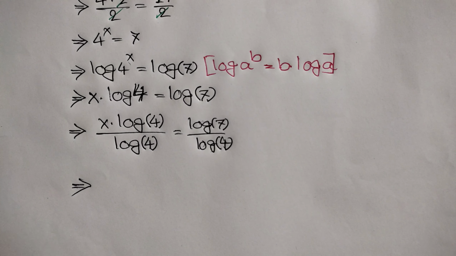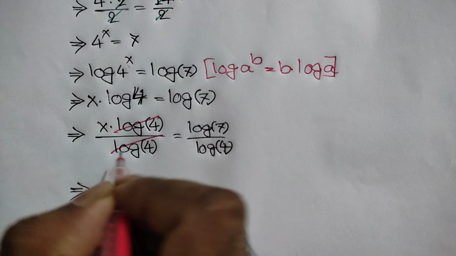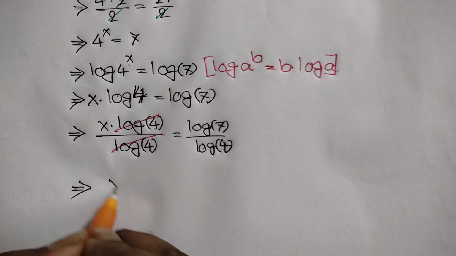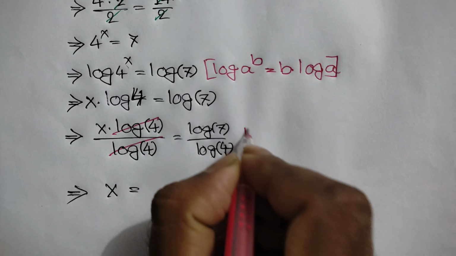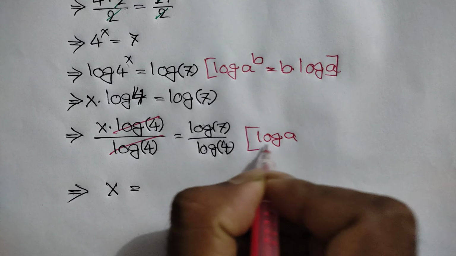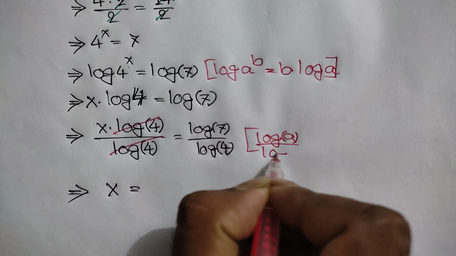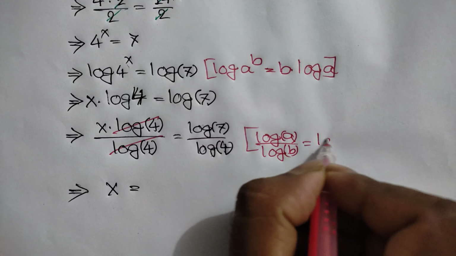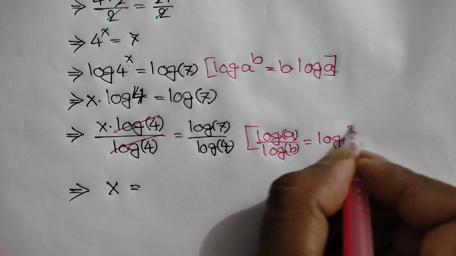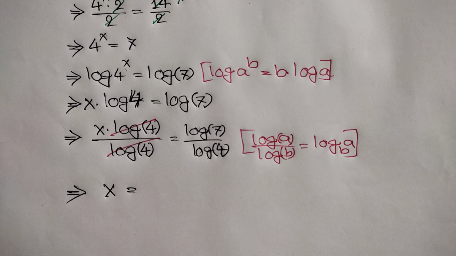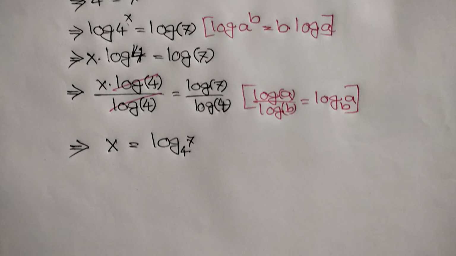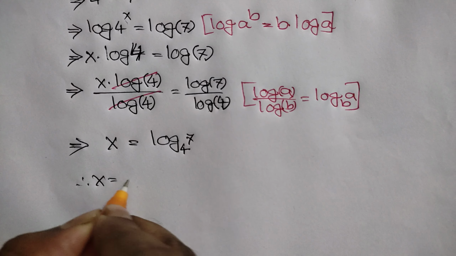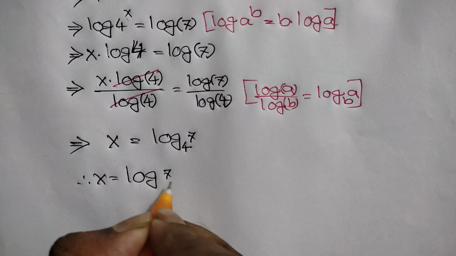This log of 4 cancels out this log of 4, so here we will get x is equal to... we know another formula, log of a over log of b is equal to log of a base b. Now apply this formula. Here we can write log of 7 base 4. So finally the value of x is equal to log of 7 base 4.